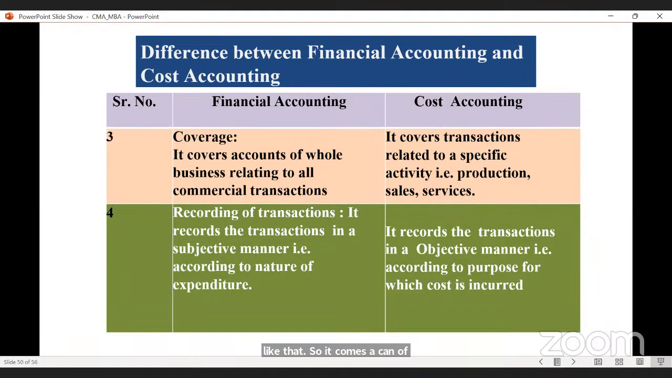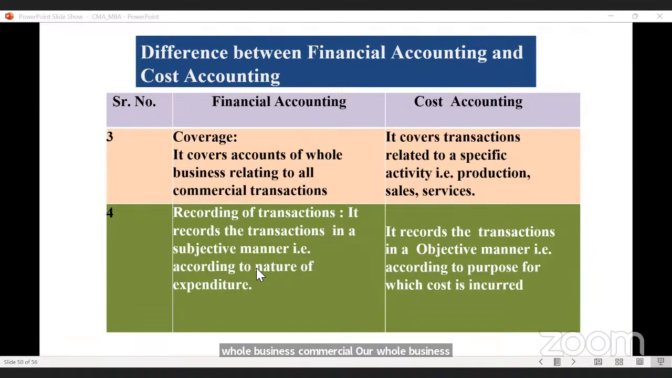But cost accounting covers transactions related to a specific activity relating to production, relating to sales, relating to services. So these are the specific activities. Cost accounting covers the transactions related to a specific activity, but financial accounting covers the whole business commercial transactions.